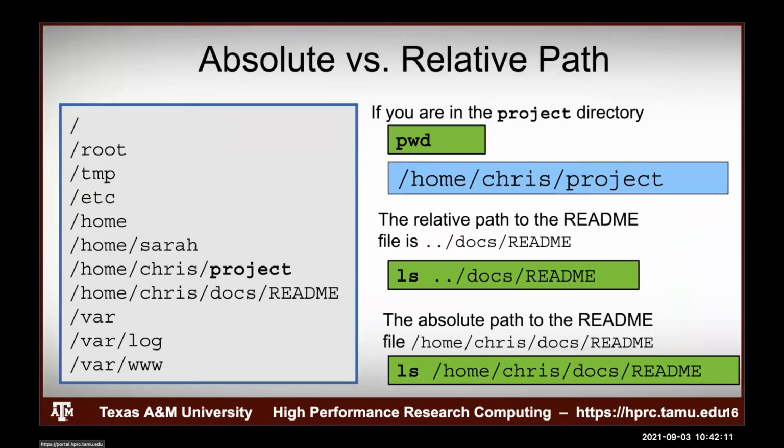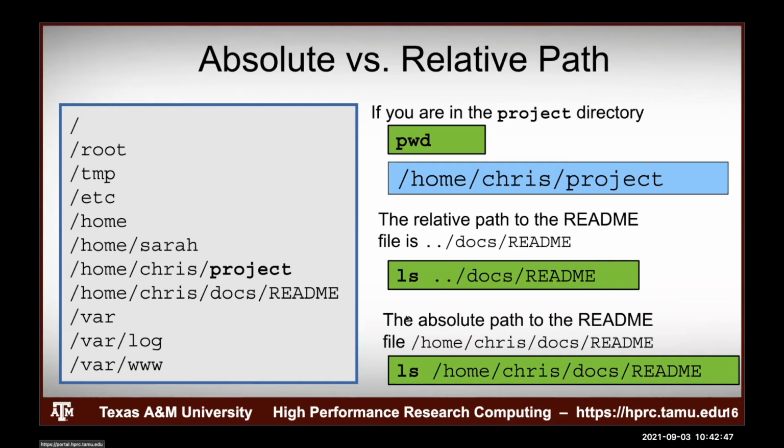Okay, so now things are going to pick up just a little bit. Absolute versus relative path. If you're in the project directory, the one that's bolded over here, /home/Chris/project, then the relative path to the README file is going to be .., which remember brings us up, and then docs/README. So the relative path is going to change depending on where your current work directory is. The absolute path is going to be from the top down. So from the very top root directory, where's this file?